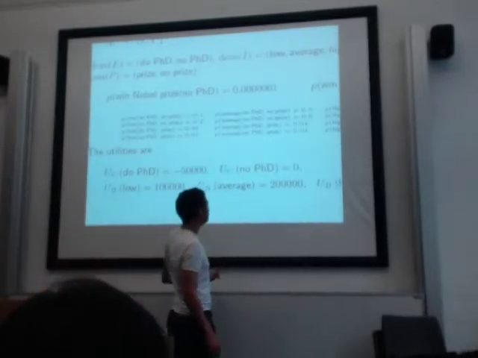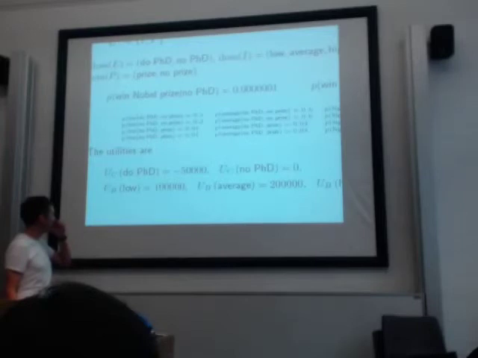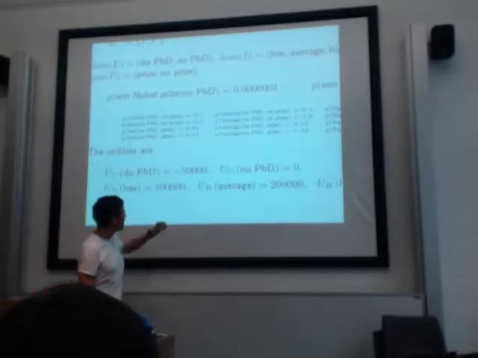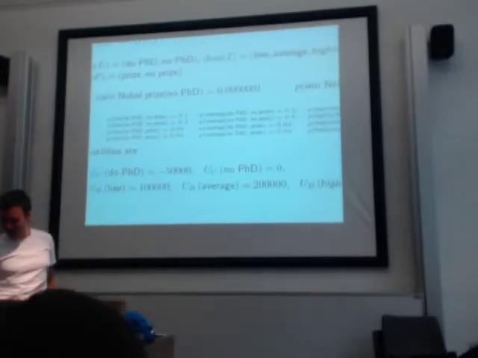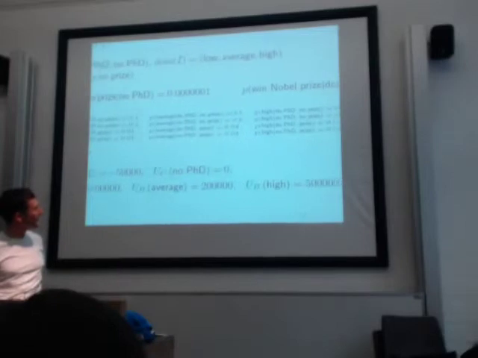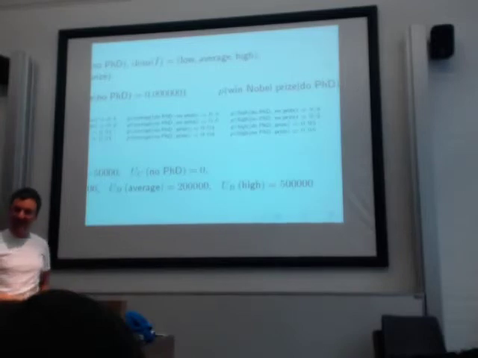The utility of not doing a PhD, in terms of the cost to you, is 0. And the benefit of having a low income, say, is 100,000. I think I must have been thinking about the US at this point. The average is a bit higher, 200,000, and 500,000 for having a high income. Okay, so given these totally fictitious numbers, the question is, should you go ahead and do a PhD?